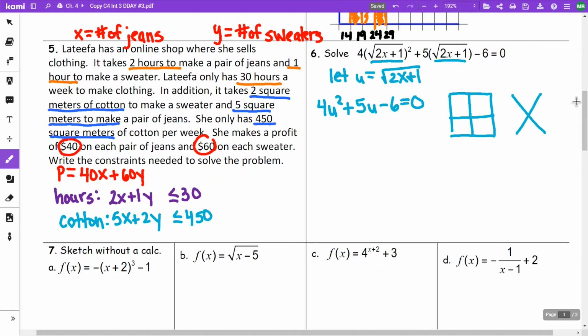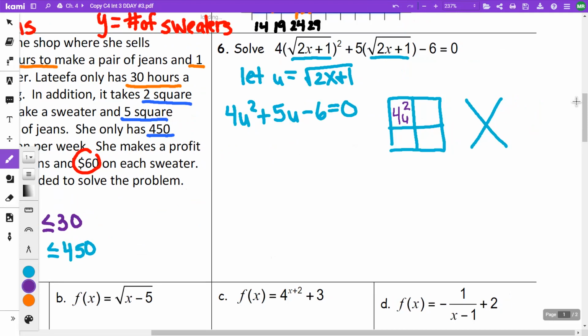So when I'm doing that, I am going to put in my first box here 4u squared. Let me zoom in a little. 4u squared. And my negative 6. Those multiply to a negative 24u squared, but they also have to add to that 5u. So that's going to be an 8u minus 3u. It doesn't matter which one I put where. Once I do it, my outside is going to be set.